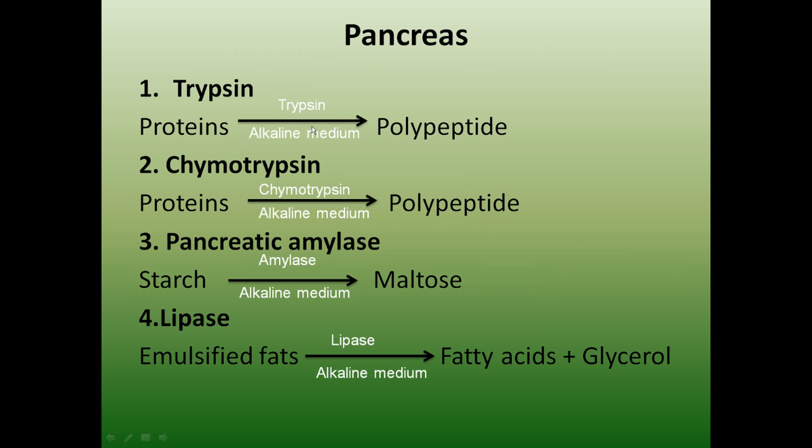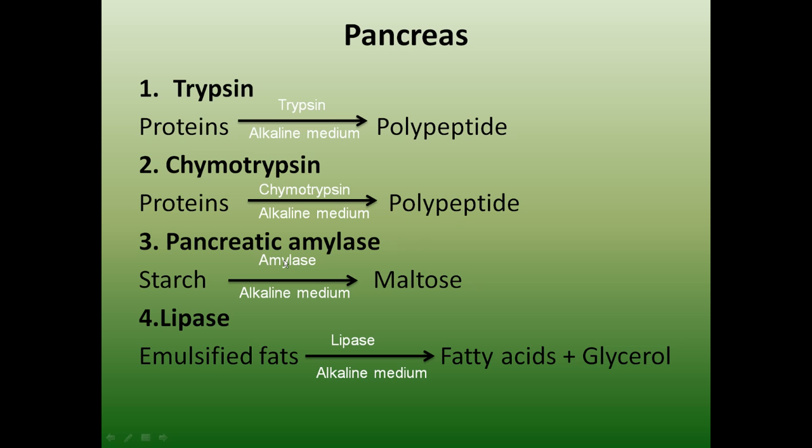You can see the action of various enzymes. Trypsin helps in digestion of the protein in alkaline medium, because alkaline medium is provided in the small intestine with the help of bile. So alkaline medium is provided by the bile, and proteins are digested into smaller units, that is polypeptides. Chymotrypsin helps in protein digestion, and proteins in the presence of chymotrypsin are digested again into smaller protein molecules.